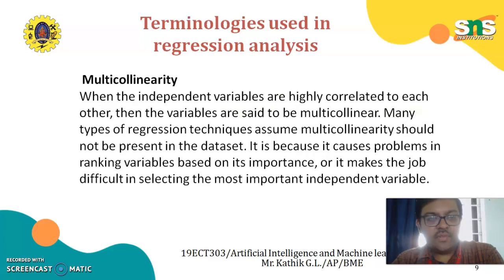Multicollinearity. When the independent variables are highly correlated to each other, then the variables are said to be multicollinear. Many types of regression techniques assume multicollinearity should not be present in the data set. It is because it causes problems in ranking variables based on their performance, or it makes the job very difficult in searching the most important independent variable.